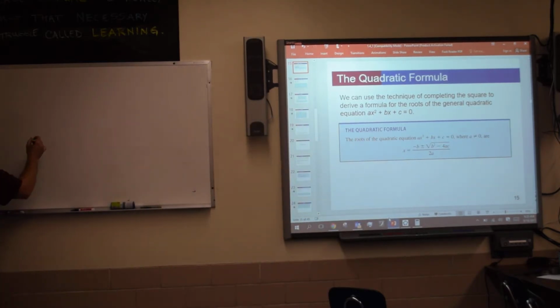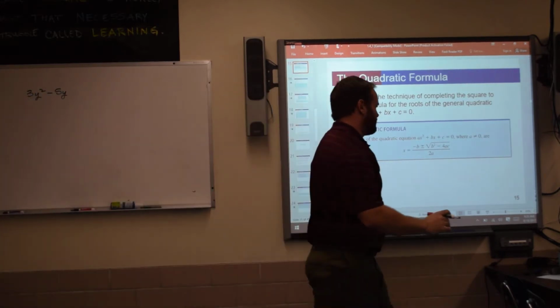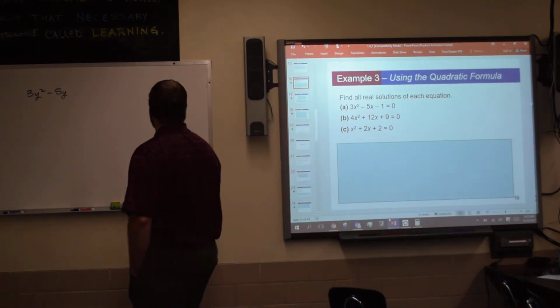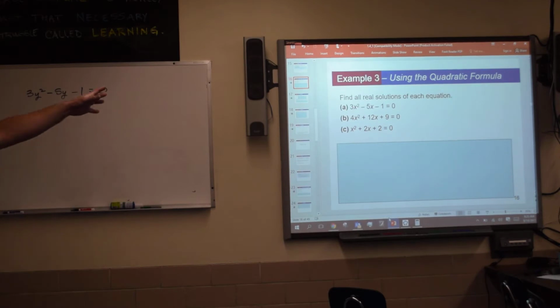So if I had something like this, if I had, let's just go 3y squared minus 5y. There's an example on here, so I want to make sure that I do the same example. 3y squared minus 5y minus 1 equals 0. You see on the board that it's x's, right? I want to change the variable to make sure you guys understand. I have to pay attention to that because it tells me a lot of stuff with some of the things that we're going to do throughout the year.